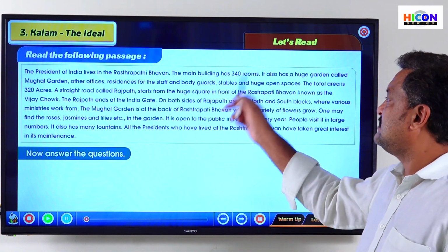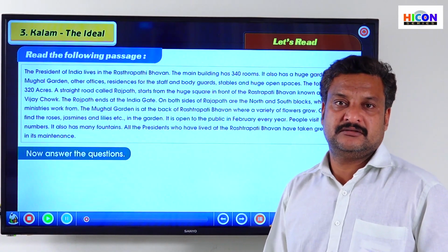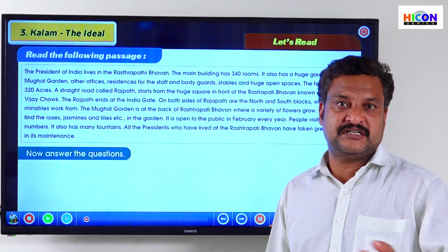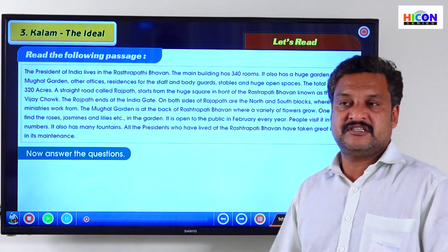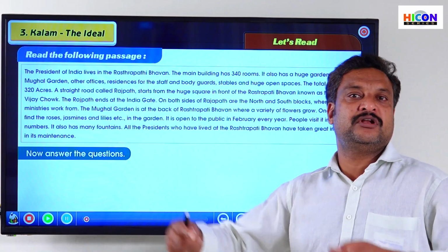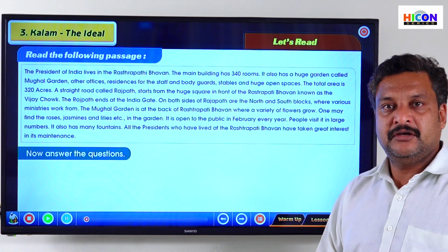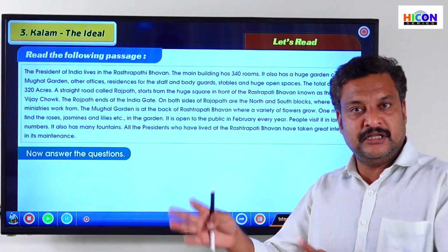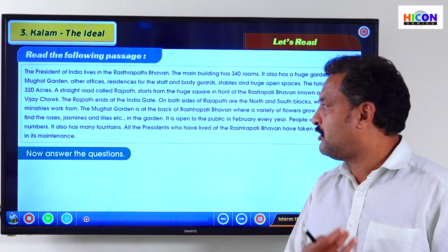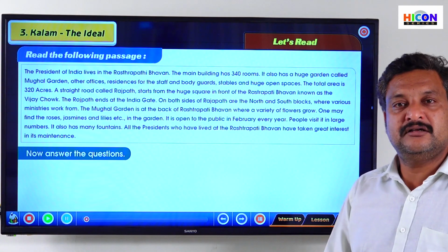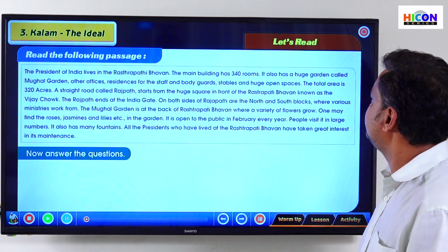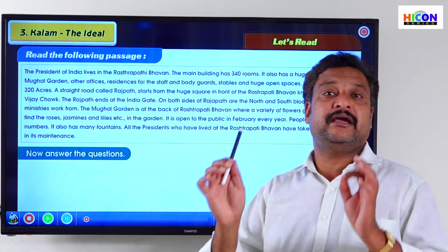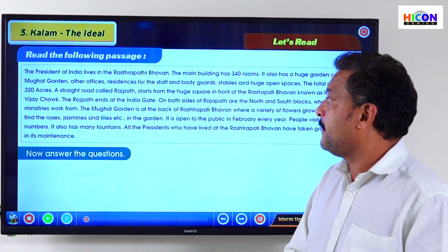Now, why are stables there in Rashtrapati Bhavan? In our military army, when the president goes for some functions, there is a special category of soldiers who will come on horseback. They are to accompany the president wherever he goes, and they live in the same Rashtrapati Bhavan complex itself. That is why there are spaces for these stables also. So the total area is 320 acres in New Delhi.